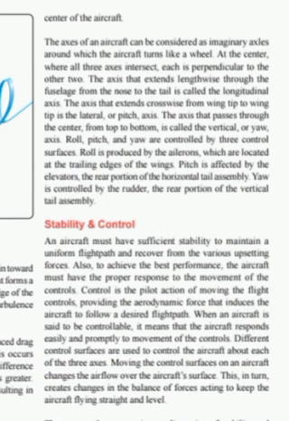Different control surfaces are used to control the aircraft about each of the three axes. Moving the control surfaces on an aircraft changes the airflow over the aircraft surface. This, in turn, creates changes in the balance of forces acting to keep the aircraft flying straight and level.